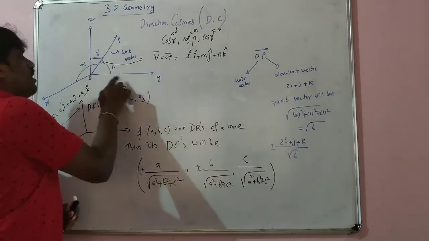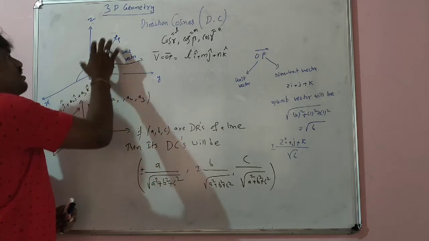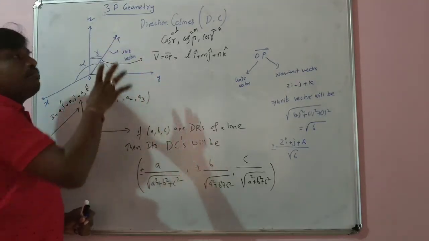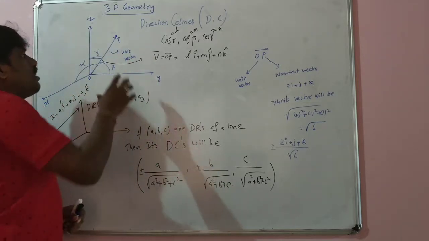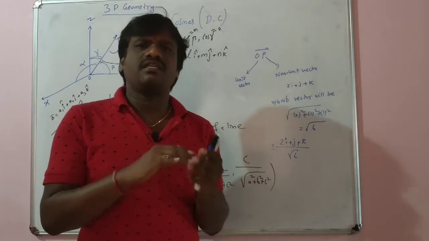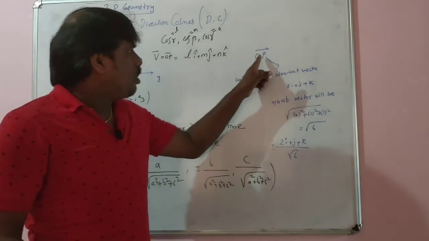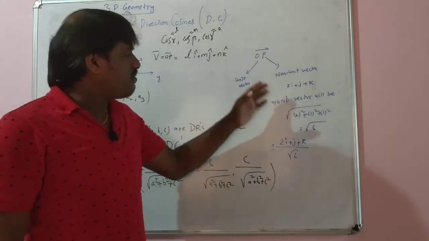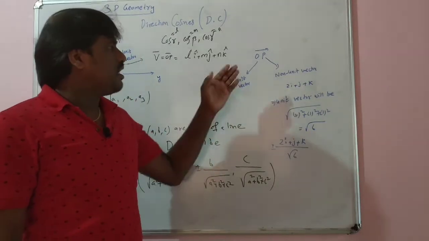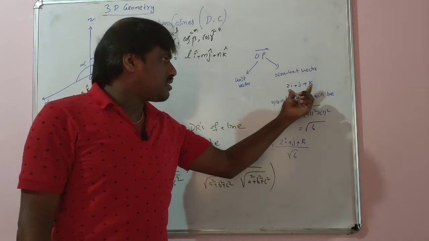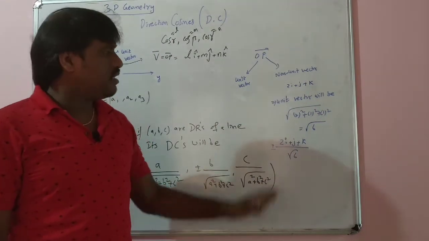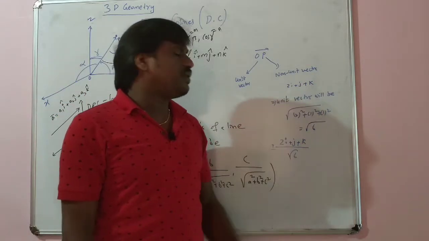So here, if I am taking in space the x-axis, y-axis and z-axis, OP is a vector, a line. This vector can be written as a unit vector. If it is not a unit vector, we can make it one. OP can be a unit vector or a non-unit vector. If it is a unit vector, that's fine. If it is a non-unit vector, suppose I am taking 2i plus j plus k. Now, how can we make this a unit vector?